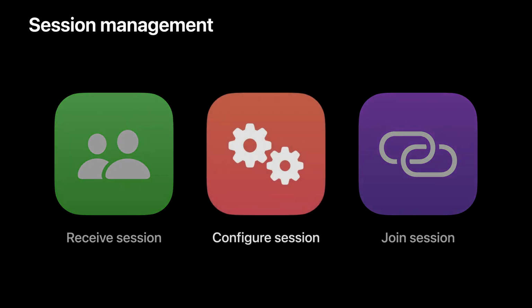Great. Now that we set up the code to receive and join our group session, let's look at how to configure the session for sending and receiving custom data in our application. For configuring the session, we'll be using the GroupSessionMessenger, which provides a simple API to send and receive raw data or structured messages to and from participants within the group session.